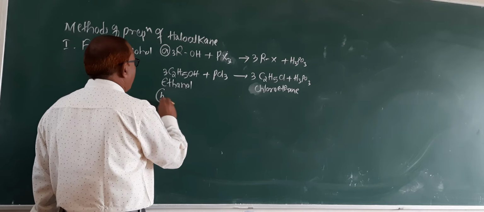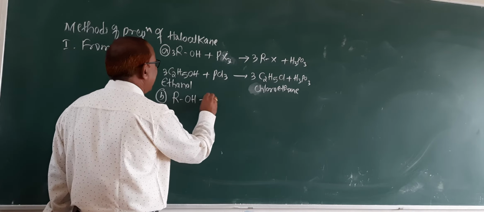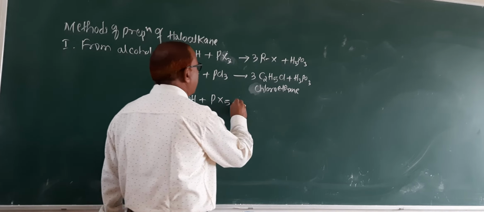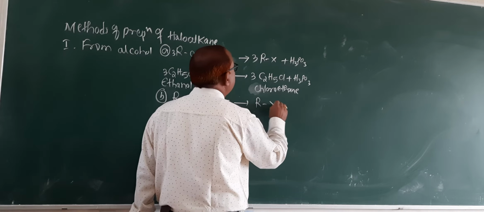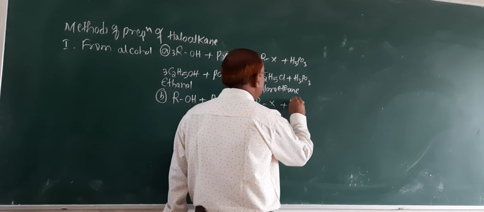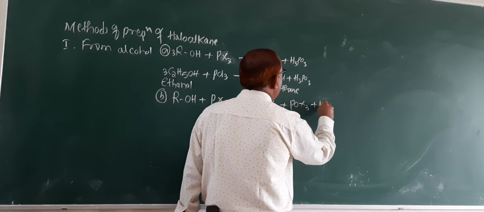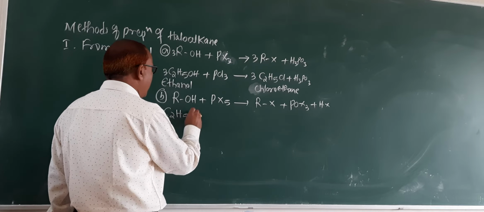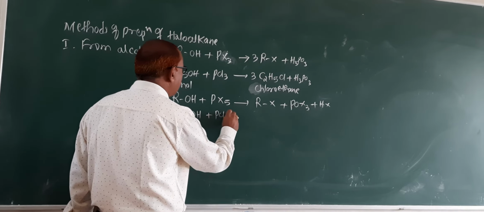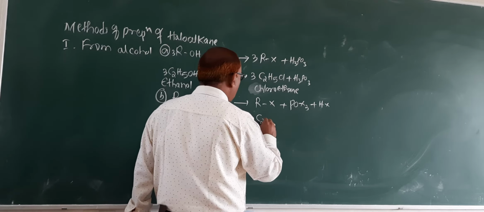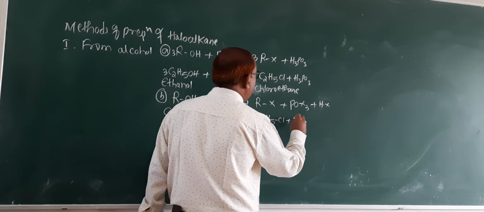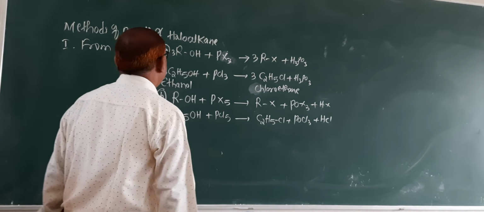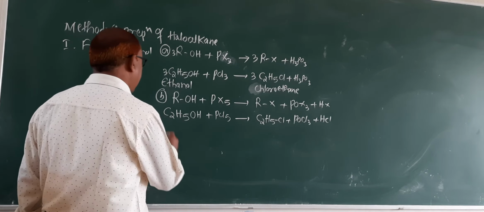Sub number B, when alcohol is heated with phosphorus pentahalide, it gives a haloalkane with the removal of phosphorus oxychloride and HX. Same example I will take. You can do the names on your own. When ethyl alcohol is heated with phosphorus pentachloride, it gives chloroethane plus phosphorus oxychloride plus HCl. Carry the names yourself because the same example is taken.